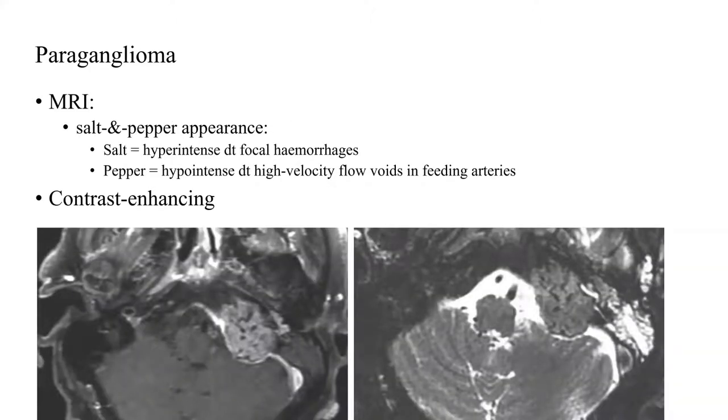On MRI, you get this characteristic salt and pepper appearance. You can see it on both T1 and T2, but it's said to be more clearly and more characteristically seen on T1, where the salt is the hyperintensities due to focal hemorrhages, and the pepper is the hypointensities due to high-velocity flow voids in the feeding arteries. And being a vascular tumor, it is contrast enhancing.